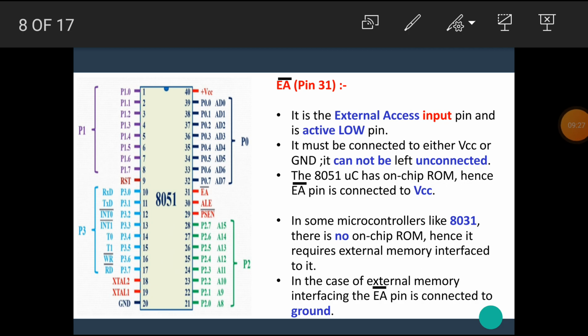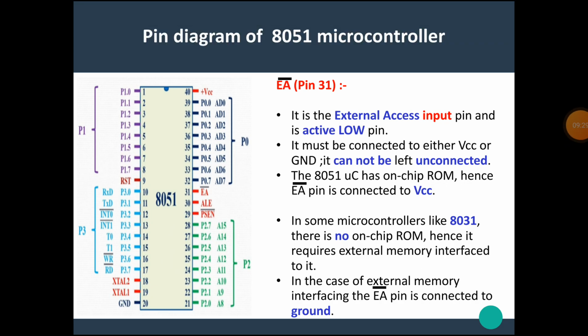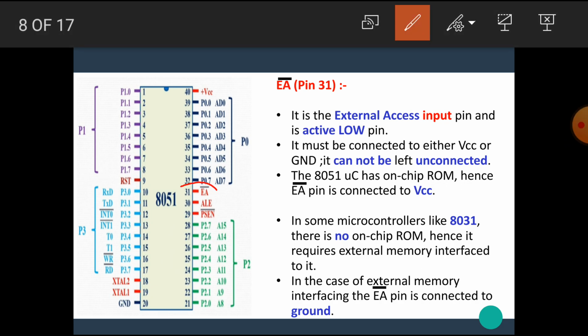The pin number 31 of 8051 microcontroller is EA bar pin. It is the external access input pin and is of active low. Now, what is meant by active low or active high? It is very simple that when the pin is connected to low or ground and gets activated, then it is called as active low.